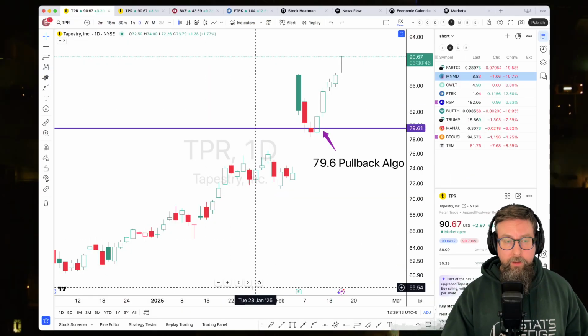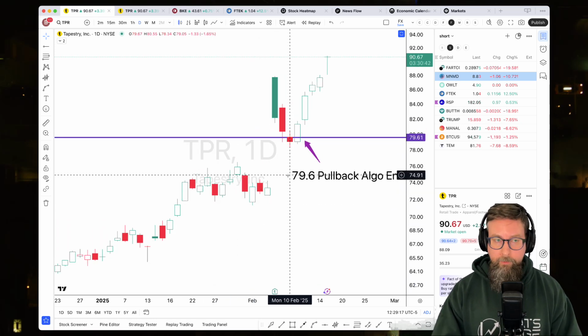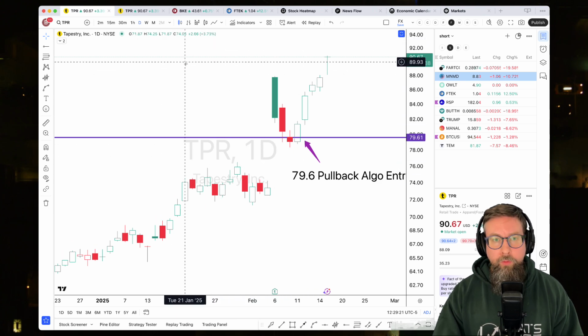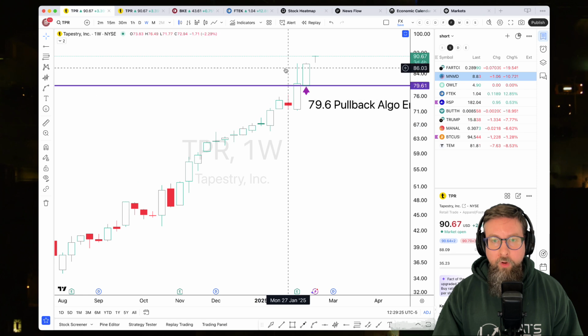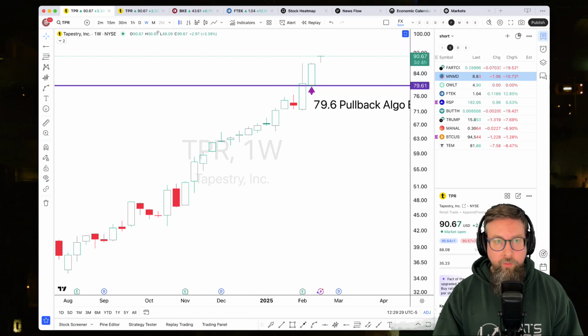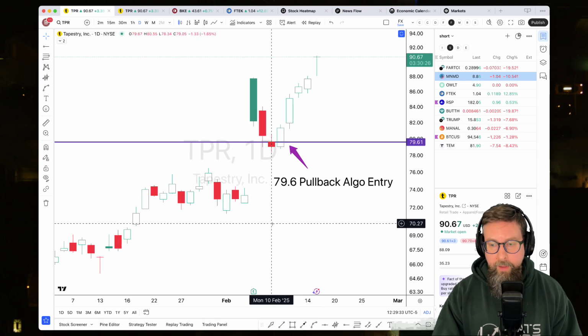So this actually comes from the trading room where someone was asking a question about TPR. So TPR came from our pullback algorithm. What we're looking for in this pullback algorithm is something that had a really strong week last week, and we're looking for it to come into a certain price that the algorithm decides based off a bunch of indicators and everything that I've tested.